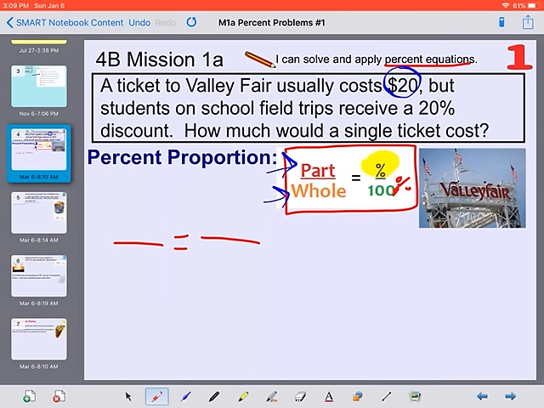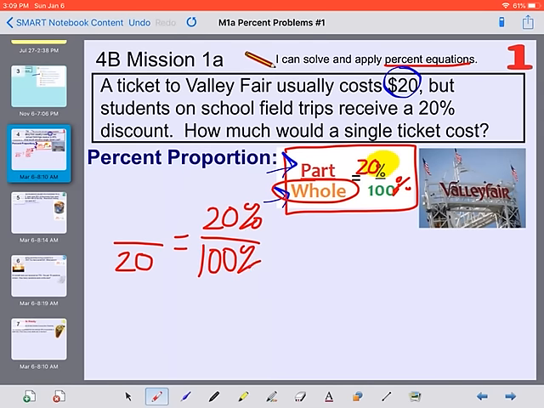So starting with the first sentence, a ticket usually costs $20. So the whole thing, it usually costs $20. But you get a 20% discount. So that 20% is our discount. We're getting 20% out of 100% off. So we need to figure out how much is that going to be. What is 20% of the $20?